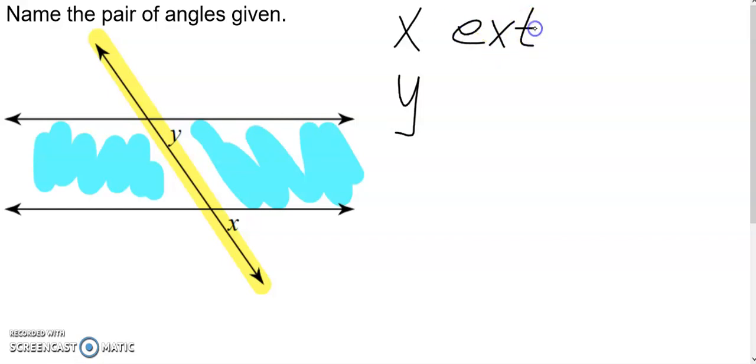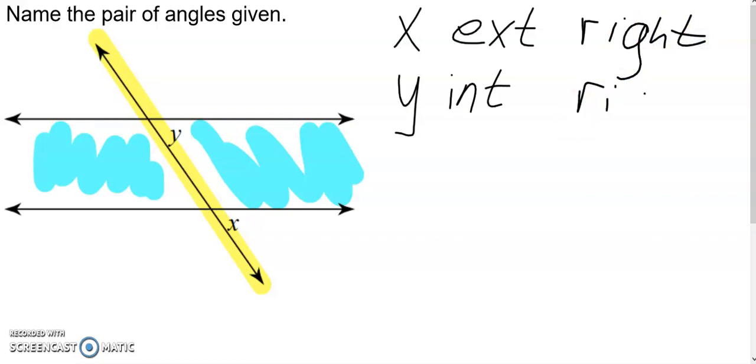And X is an exterior angle because X is not being shaded. If you look over, X is not in the blue, so it's exterior. However, Y is in the blue. You can see that. That makes Y an interior angle. X is on the right side of the transversal, and Y is also on the right side of the transversal. You can see that. Here's the transversal. Both the angles are on the right.